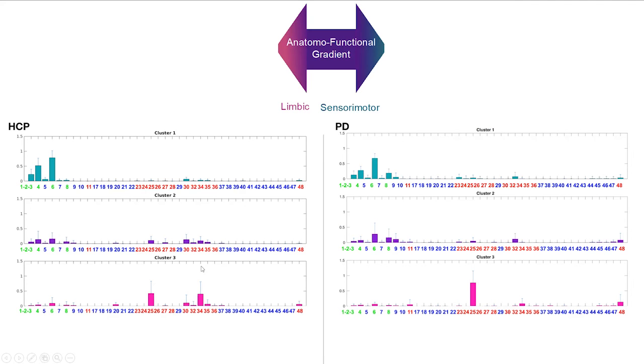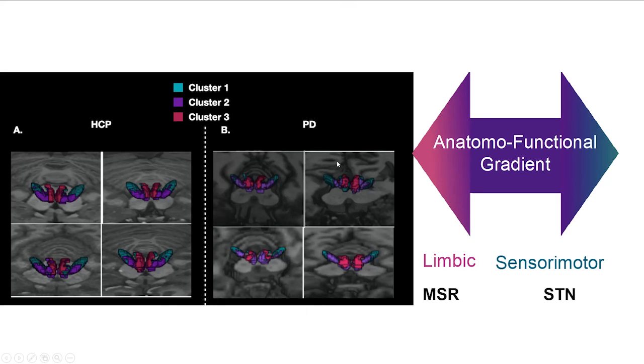We also obtained the same kind of cluster profiles in the PD dataset. These results were also reproducible across multiple subjects in the two datasets, and our message was the anatomo-functional gradient that we observed from the more lateral sensorimotor part toward the more medial limbic part.